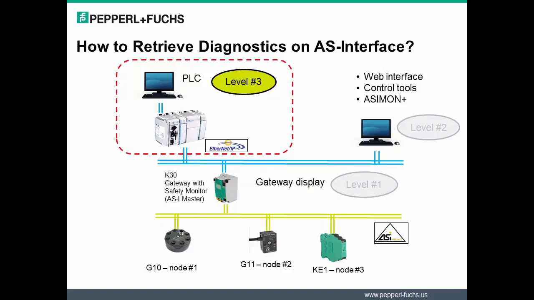The following diagram shows ASInterface as a subsystem to the PLC. Note, the ASInterface network is represented at the lowest level of the control architecture. In prior webinars, we discussed how ASInterface diagnostics can be collected in a variety of ways. The first method we discussed was using the ASInterface gateway display. Another way to collect diagnostics remotely was using control tools or the web interface. Today, our focus is to show how easy it is to collect ASInterface diagnostics at the Rockwell Automation PLC using the add-on instruction.